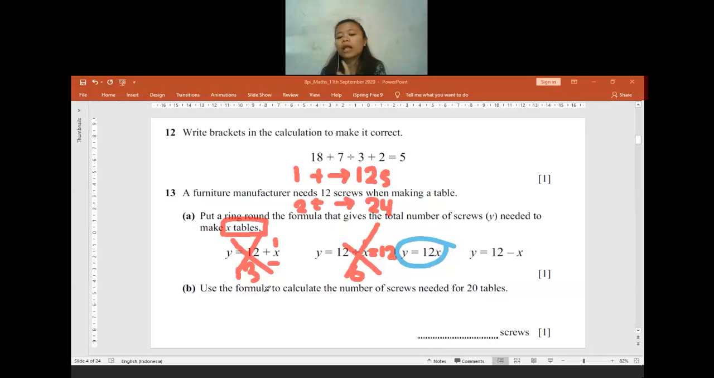Use the formula to calculate the screws for 20 tables. If it is 20 tables, it means we replace the x. Okay, let me repeat again.